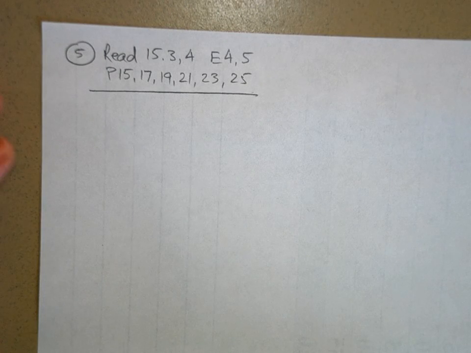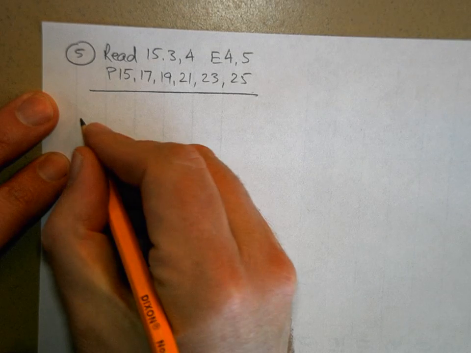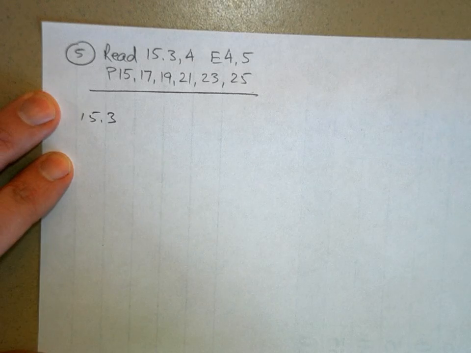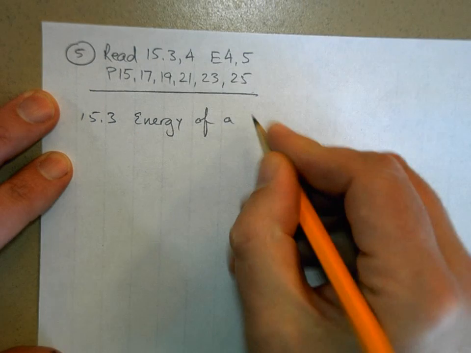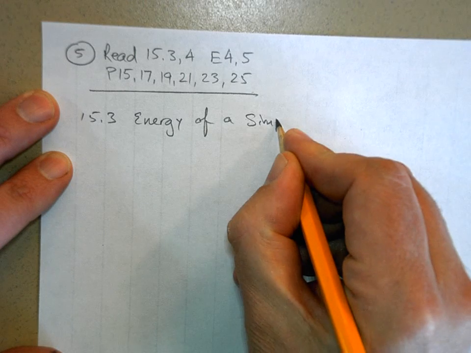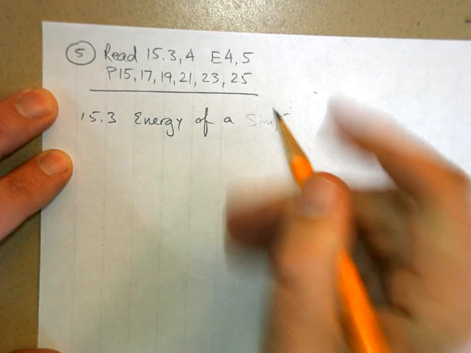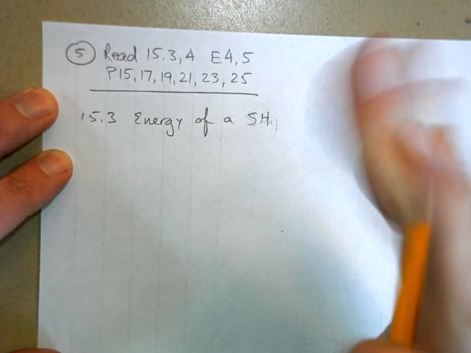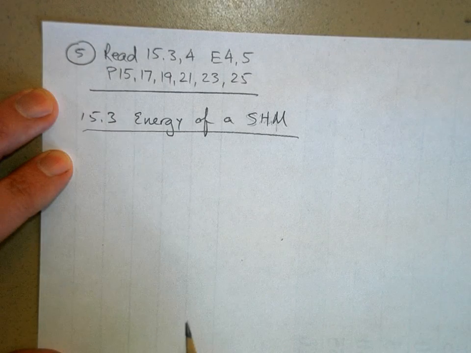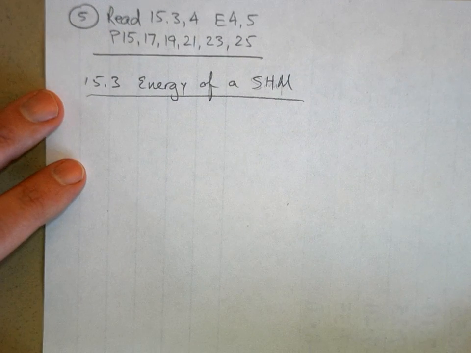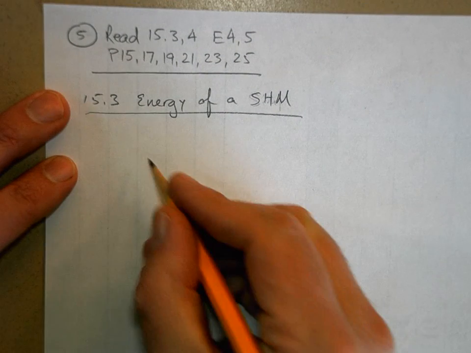We're going to look at a mass spring system that's oscillating. We're going to take a look at the energy of it. So this is section 15.3, and we're going to talk about the energy of simple harmonic motion, SHM, for a mass spring system. So this is just looking at the energy considerations of what's happening.